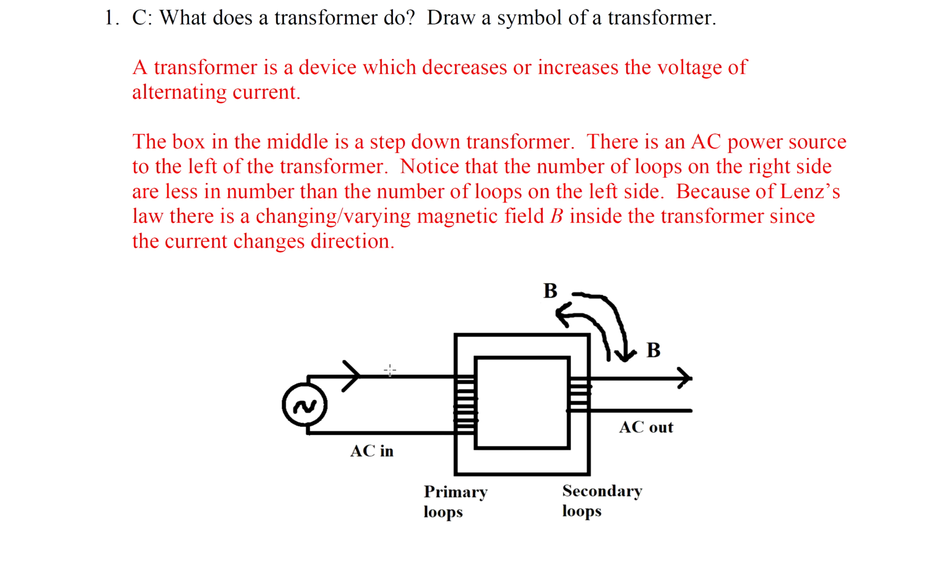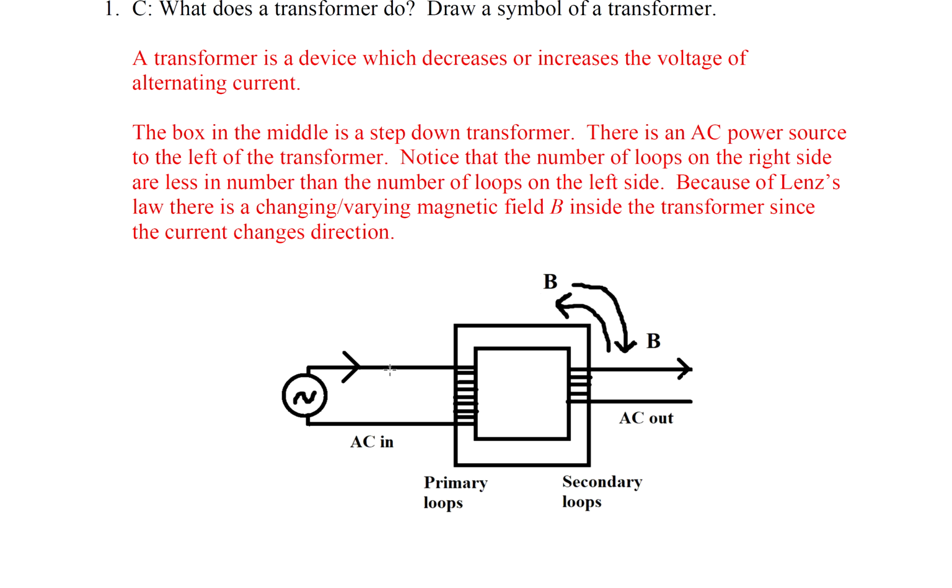Okay, so take a look at this image. The box in the middle is a step-down transformer. There is an AC power source to the left of the transformer. And notice that the number of loops on the right side are less in number than the number of loops on the left side. Because of Lenz's law, there is a changing or varying magnetic field B inside the transformer since the current changes direction.